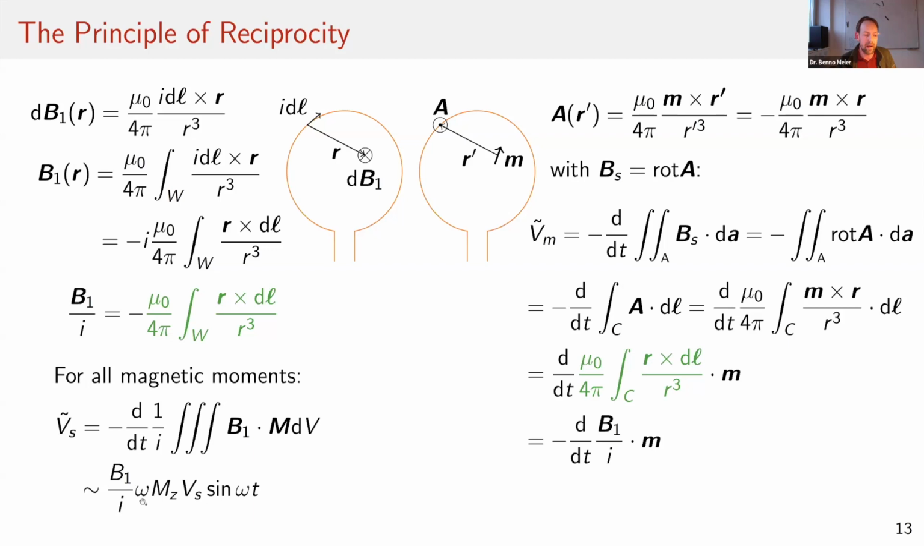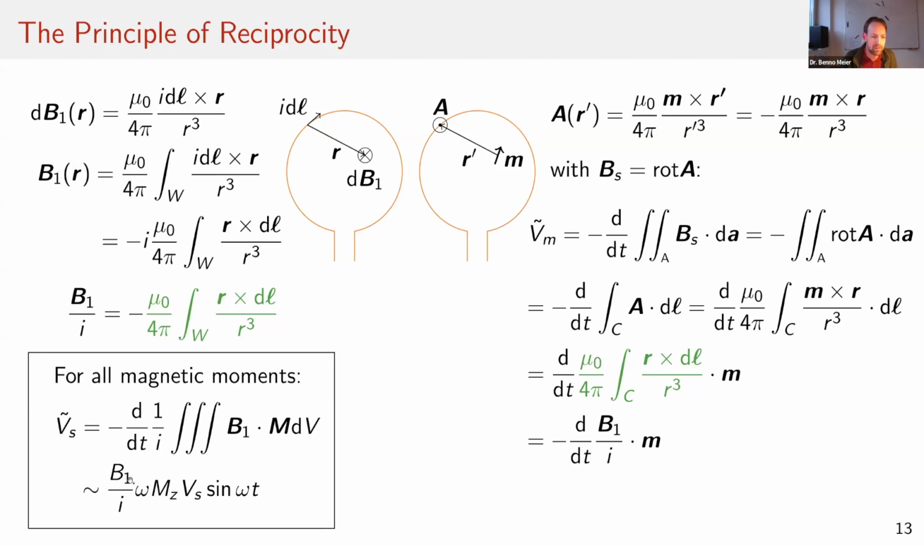It's B1 over I. It scales with B1 over I. And so that means that if I have a detector which, when I apply the RF pulse, gives me a lot of B1 for a given current, then by reciprocity, I will also get a lot of induced voltage, or a big signal. And so this gets a frame. This is the principle of reciprocity.